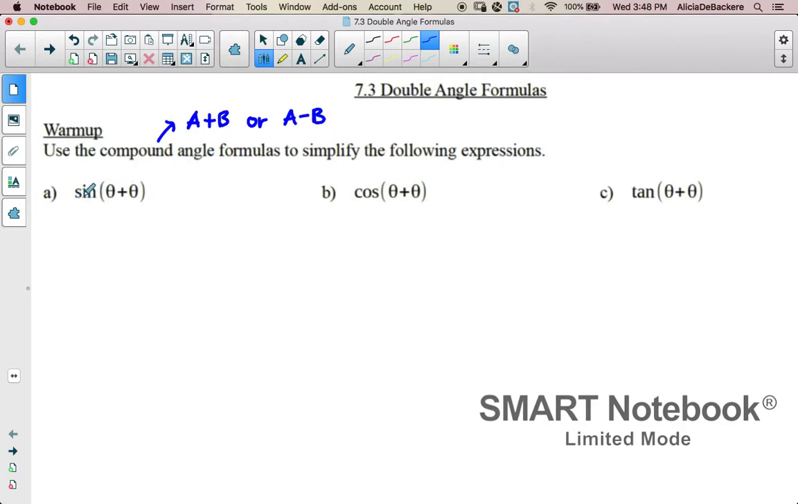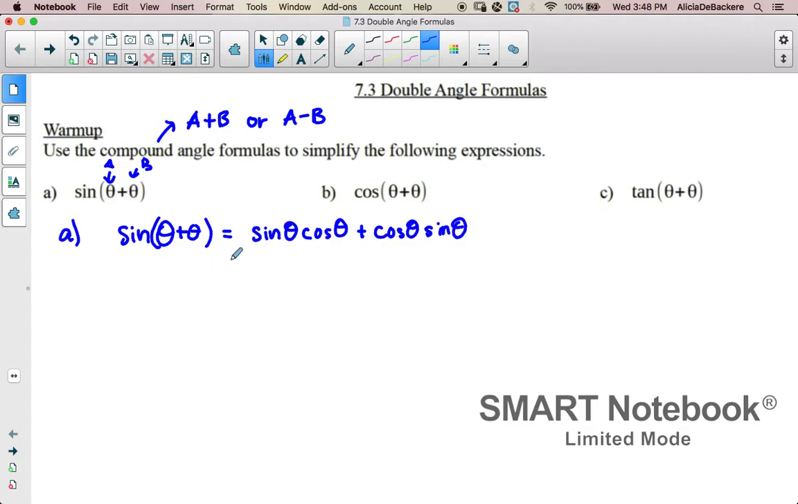So I'm going to start with sine of theta plus theta. And I'm going to use my A plus B formula, thinking of the first theta here as A, but actually B is the exact same angle, it's another theta. So I know that this formula says to do sine of the first angle, so sine of theta, times cos of the second angle, which is also just theta, plus cos of the first angle, theta, and sine of the second angle, theta. And then I'm going to simplify this and see if I can clean this up.